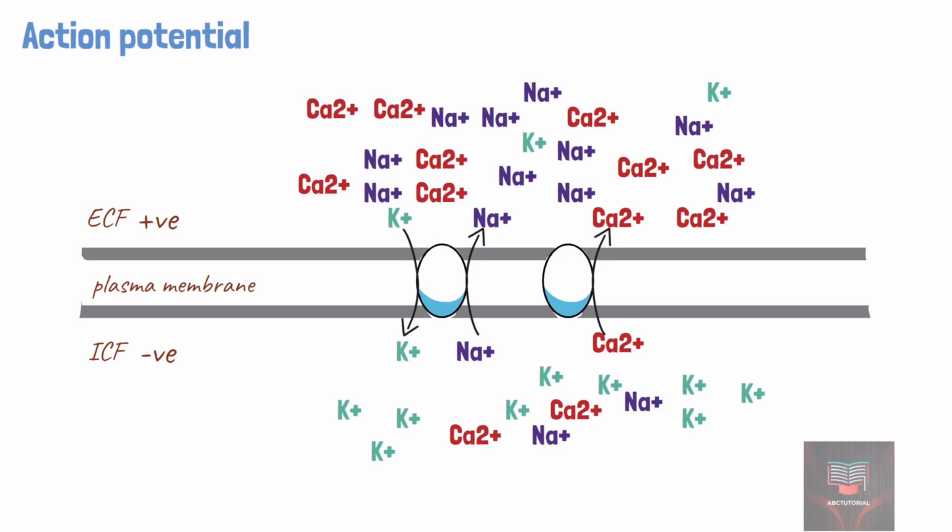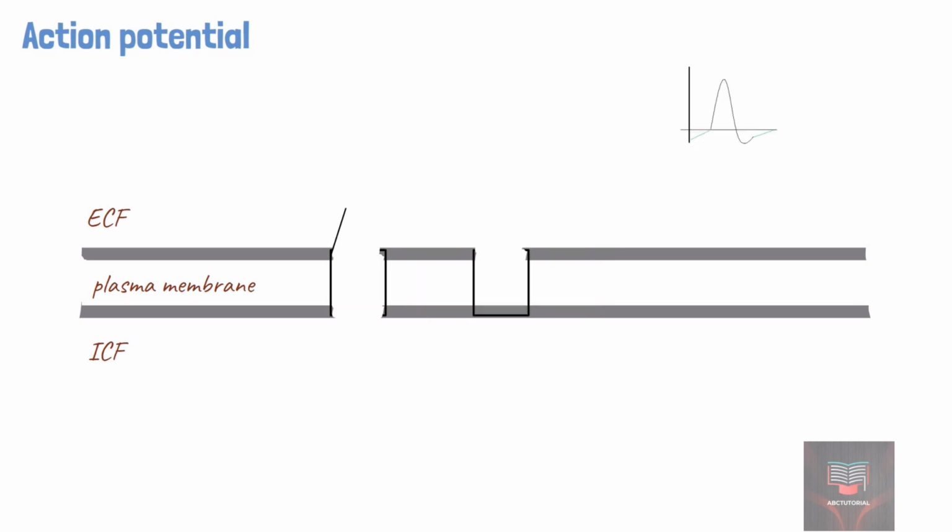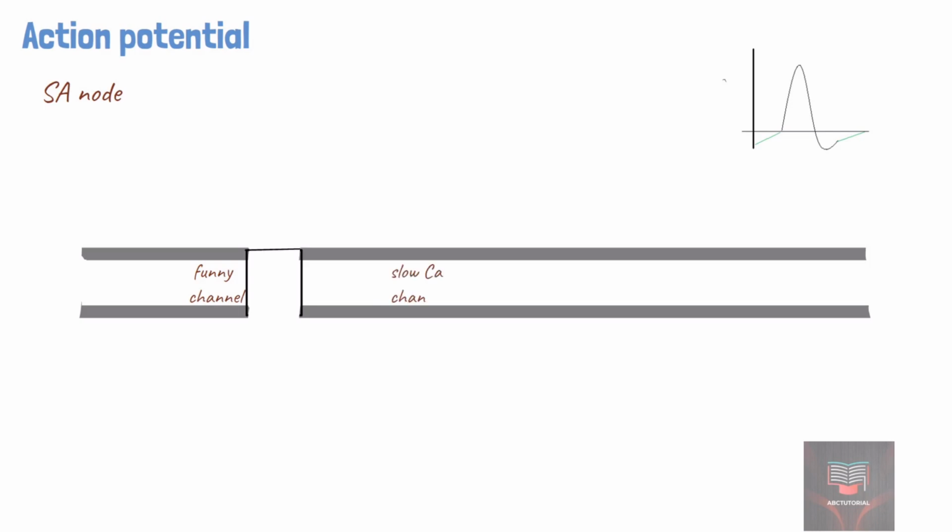The action potentials are as a result of opening and closing of voltage-gated ion channels on the membrane of the cells, leading to depolarization and repolarization of membrane potentials. Depolarization occurs when the inside of the cell becomes more positive, usually as a result of influx of positive ions, while repolarization is when the inside of the cell becomes more negative, usually as a result of efflux of positive ions.